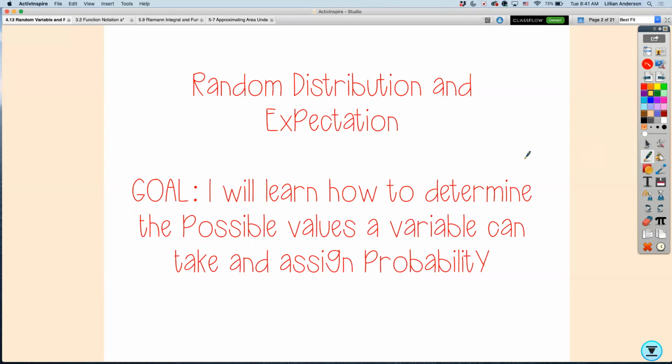Today, you are going to learn how to determine the possible values that a variable can take, as well as assigning probability to those respective values.